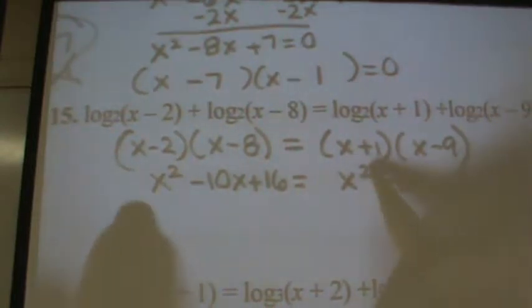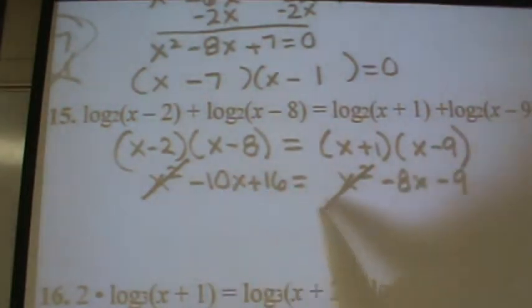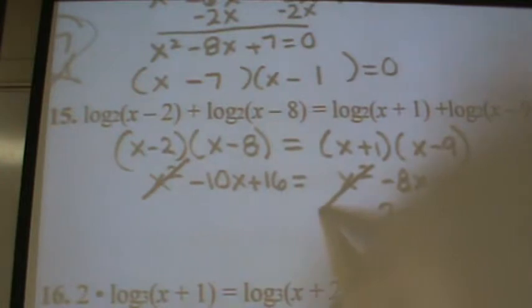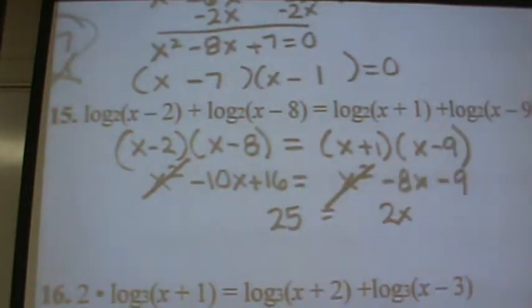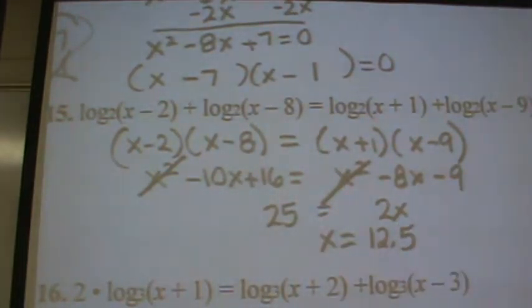So what cancels? These x squareds cancel. If I add 10x here, I get 2x. And if I add 9 to this, I get 25. So what is x? X is 12 and a half, or 25 halves. And it works.